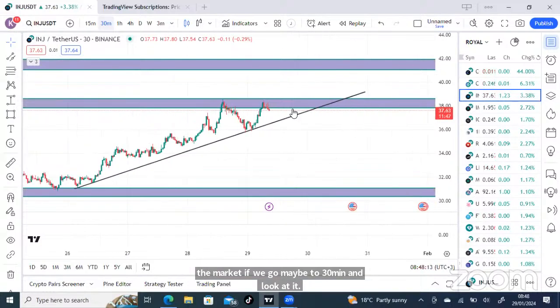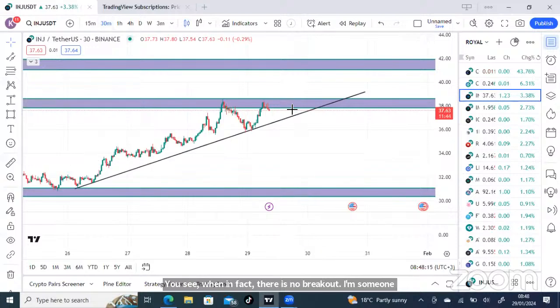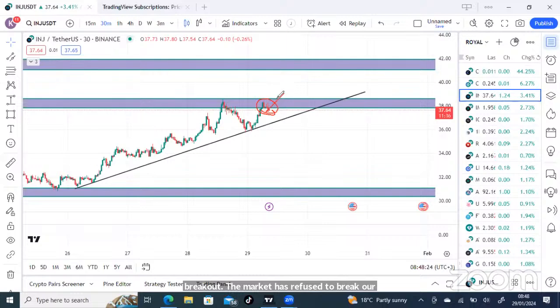Someone give me a 2 in the chat if you can. So that also in 30 minutes here, there is no breakout. The market has refused to break our what? Our resistance here, guys. We can only trade if it breaks our resistance and forms a green candle and a red candle and gives us a confirmation. But before that, we can't trade.